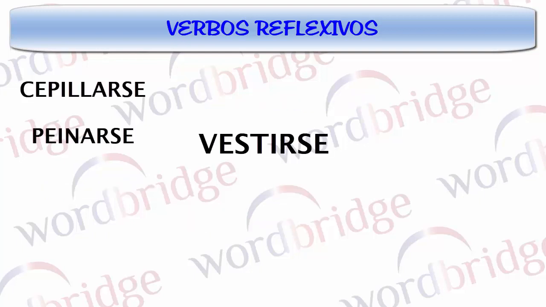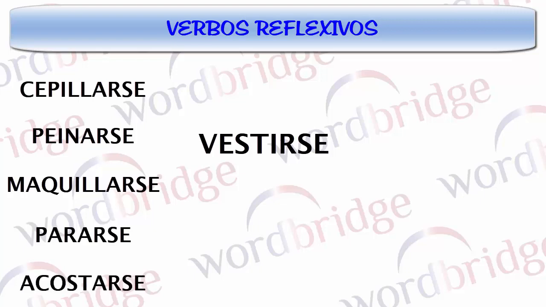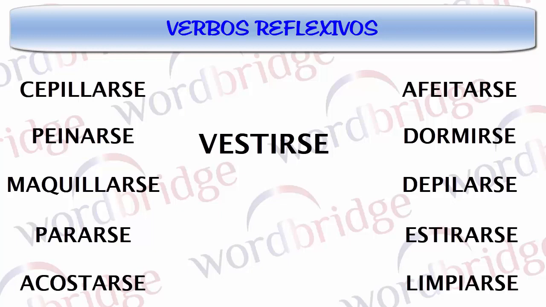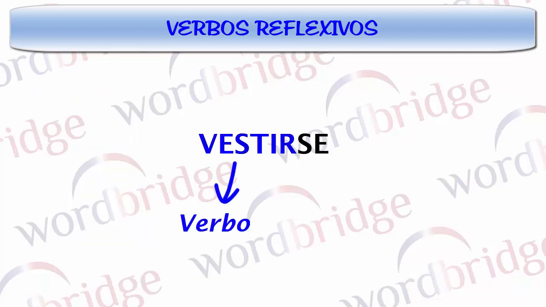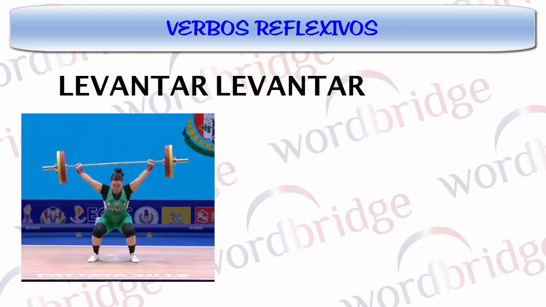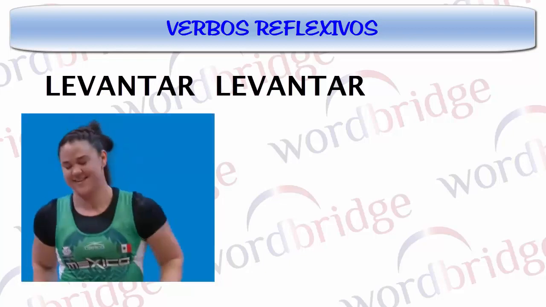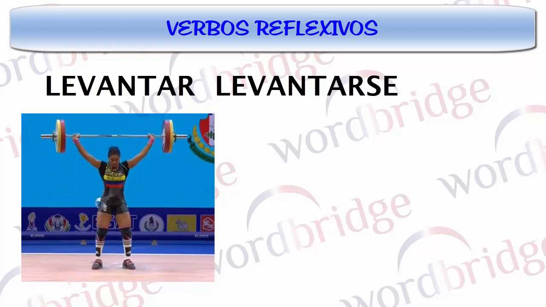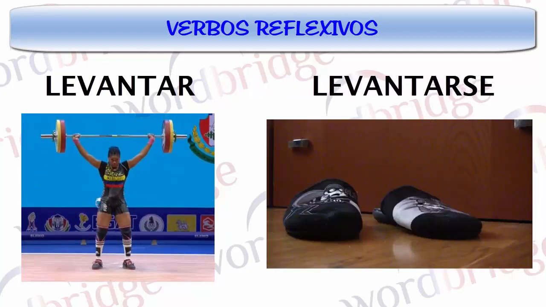In Spanish, we use these verbs way more frequently than we do in English. There are some verbs that are, let's say, naturally reflexive, and others aren't, but almost every verb can be transformed into reflexive. As we just saw, a reflexive verb has two parts, the verb itself and the reflexive pronoun se. For example, we have the verb levantar, to lift, and if we add the reflexive pronoun se, it becomes a reflexive verb, levantarse, to get up.